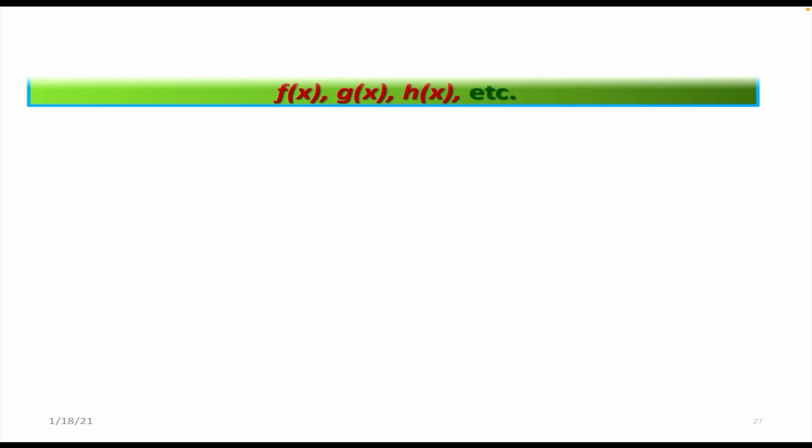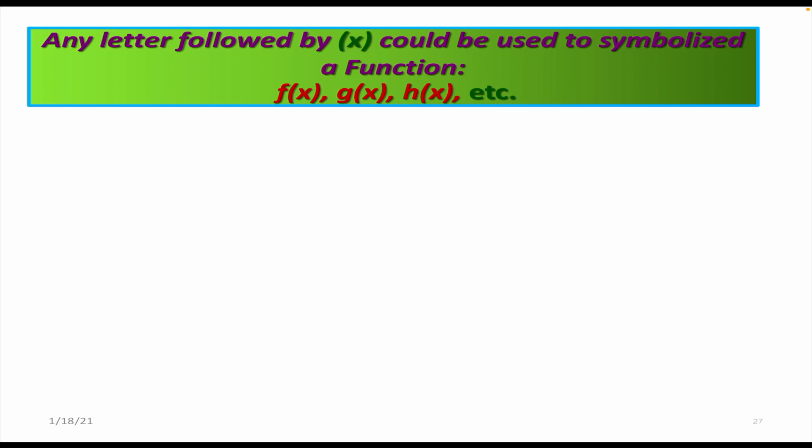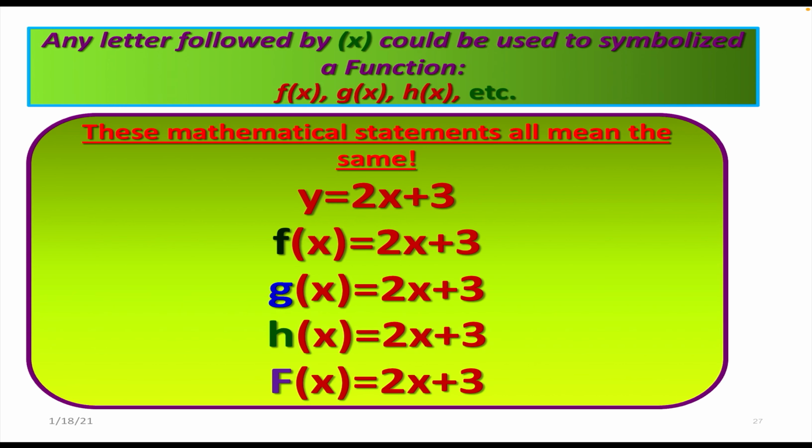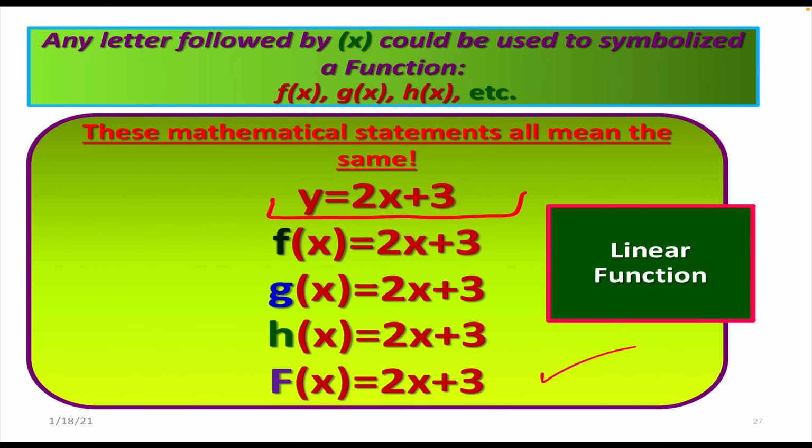So 3 is the input, 7 is the output. Let's move on. Any letter followed by x could be used to symbolize a function. Commonly used letters are f of x, g, h. It could be any letter. Sometimes we use capital letters to represent a function. These different notations denote the same function, 2x plus 3. Depending on the problem, different notations can be used. And just y equals 2x plus 3 is also a very typical and standard notation for a function. This is a linear function, by the way.